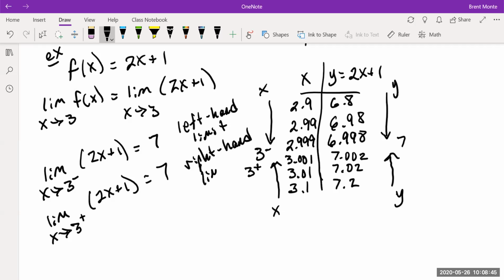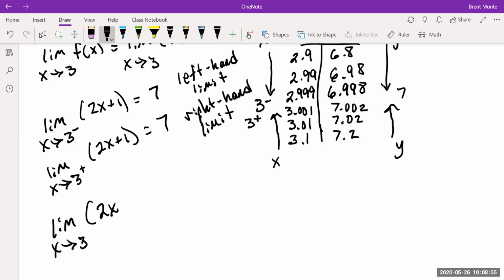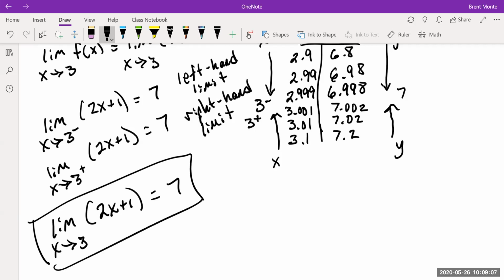If those both exist and they're the same thing, then the limit itself exists. So we would write the limit as x approaches 3 of 2x plus 1. Since I haven't written from the left or the right, it implies that it's the two-sided and that they're equal to each other. So that limit is equal to 7, and that's my answer. Now we had to go through a lot to get there. We're going to see in the next section an easier way of getting this particular limit, but we found the limit was 7. Let's see how that relates to the graph.